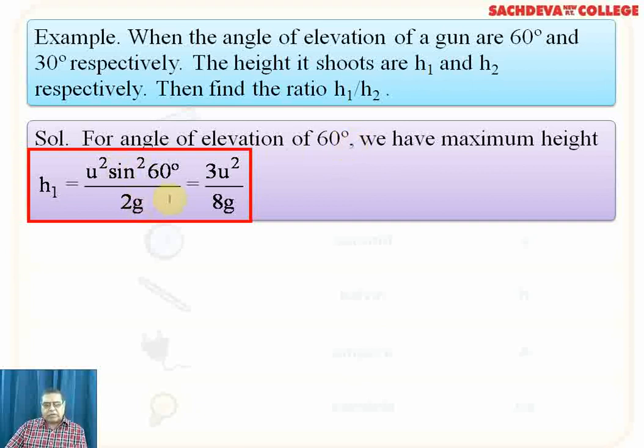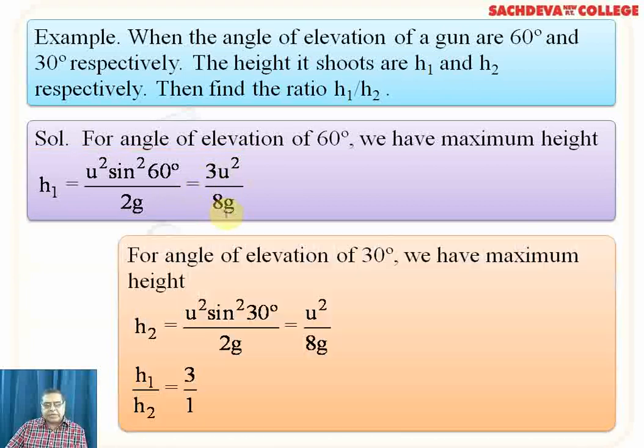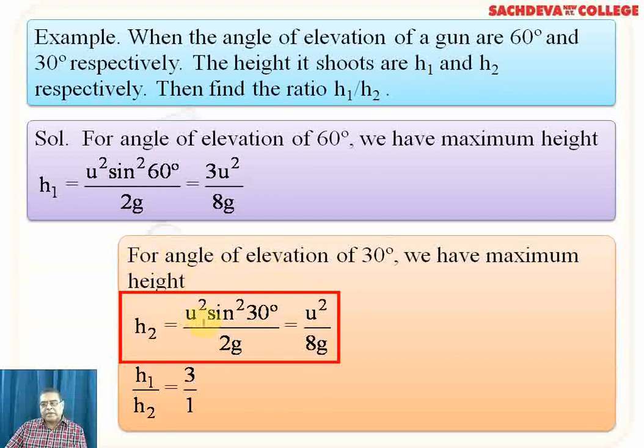If we calculate it, sine 60 is root 3 over 2. Then we take the square of it, and the net result will become 3u square over 8g. Now, for the projection of 30 degrees, again we have to use the formula, that is h2 is equal to u square sine square theta, but for theta we will put 30 degrees. So h2 is u square sine square 30 over 2g. Now, sine 30 will be 1 over 2. So, if we square the number, it will become 1 over 4. And after net calculation, it will become u square over 8g.